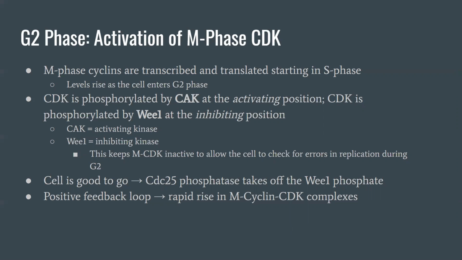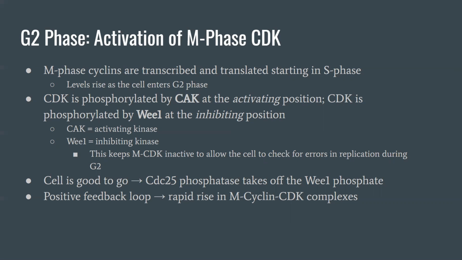This is important because you need the cell to check for errors in replication during G2. That's the whole regulation of it. During G2, you're checking for errors in replication from S phase, because you need to make sure that there are no errors in DNA before you enter M phase for the actual splitting of the cell. G2 is also another growth phase like G1, so the cell is also growing and getting bigger. While the cell is doing this, you need the MCDK to be inactive so that the cell can do it without any errors.